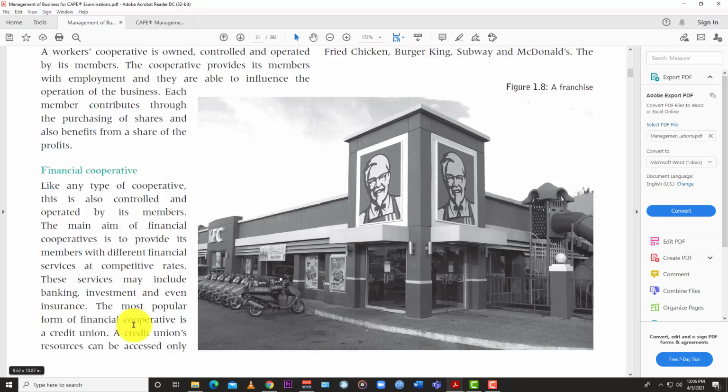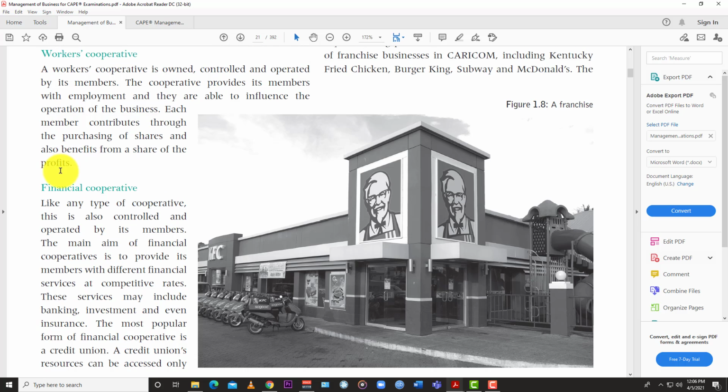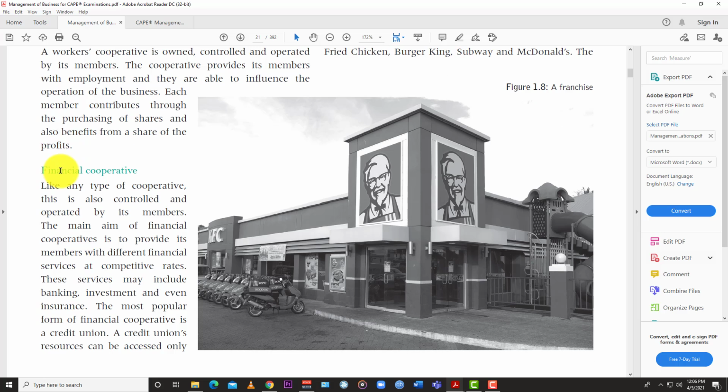Then you have one of the most popular ones, the financial cooperative. The financial cooperative is one of the most popular ones out there. Why? Like any type of cooperative, this is also controlled and operated by its members. The main aim of the financial cooperative is to provide its members with different financial services at competitive rates. These services may include banking, investment, and even insurance. The most popular form of financial cooperative is the credit union.